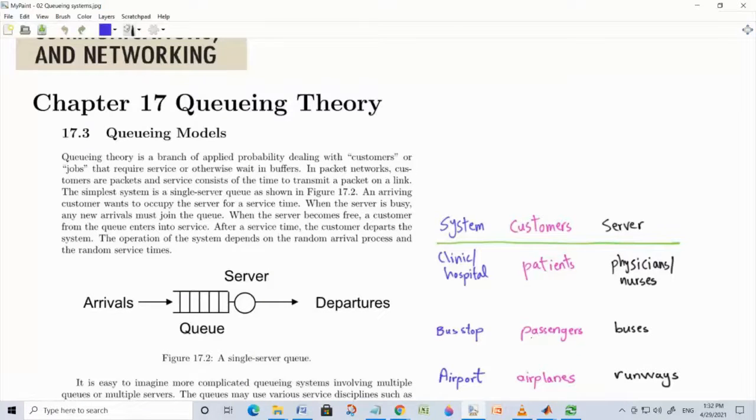Queues can be connected to one another. Queuing systems can form a cascade, or you can have queuing systems operating in parallel. The queuing discipline itself can be sophisticated. So suppose that a customer starts the service.